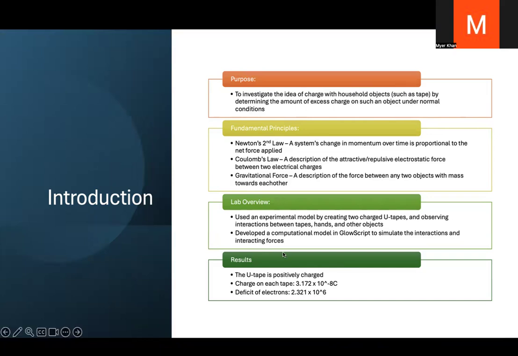An overview of the lab, we first employed an experimental model by creating two charge tapes and observed the interactions between those, our hands, and other objects. We then also developed a computational model to simulate our interactions and calculate certain defining principles.